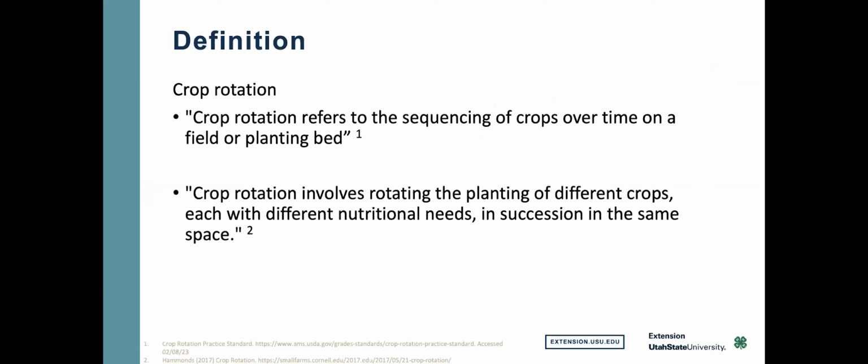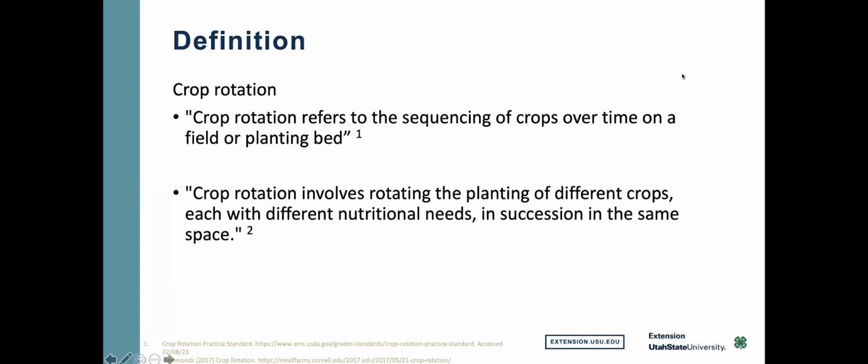So starting off with some definitions, very basic definition, crop rotation here at the beginning refers to the sequencing of crops over time on a field or planting bed. Adding on to that definition is another that says it involves rotating the plants of different crops, each with different nutritional needs, in succession in the same space. So adding to that first definition is this idea that different crops have different nutritional needs.